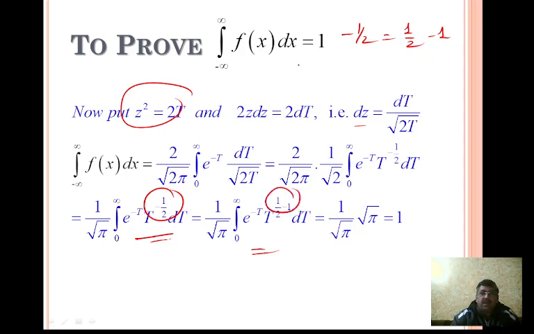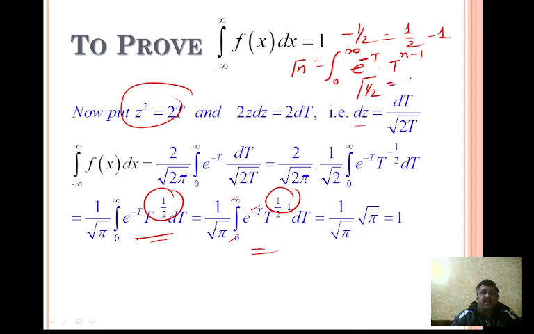And there is a formula: gamma n equals the integral from 0 to infinity of e to the power minus t into t to the power n minus 1. So by comparing, everything is the same: e to the power minus t is there, 0 to infinity is also there, t to the power n minus 1. The only change is that instead of 1 by 2 we have n. So substituting n equals 1 by 2, we can write this one as gamma half, right?